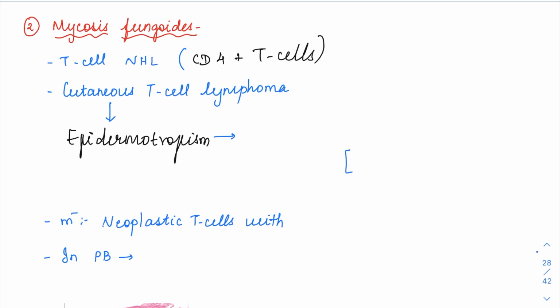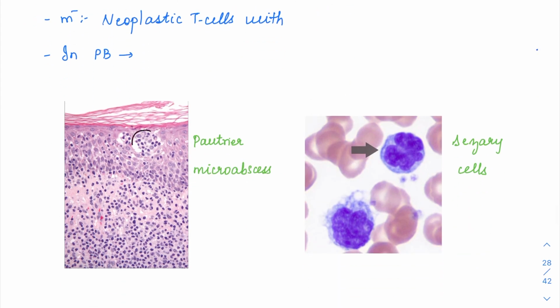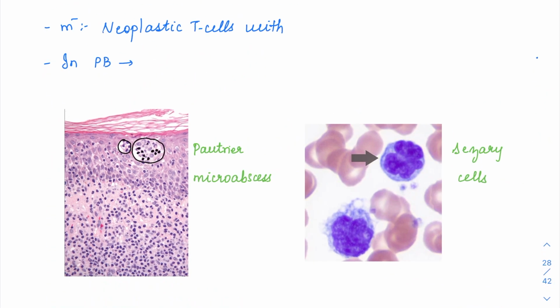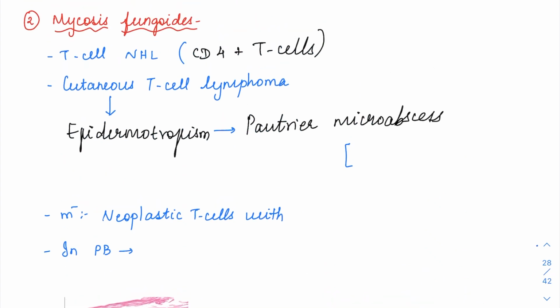As it moves into the epidermis, it is going to form some abscess in the epidermis, which is going to be called the Pautrier's microabscess. So these Pautrier's microabscesses are nothing but collections of these atypical lymphoma cells, forming an abscess kind of thing inside the epidermis only. In this, if you see, these two are small abscesses composed of these atypical lymphocytes. Lymphocytes are normally not supposed to be present in the epidermis, right? So in this condition, you are going to see this Pautrier's microabscess composed of lymphocytes.